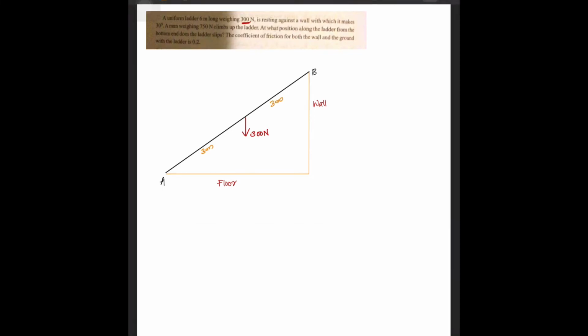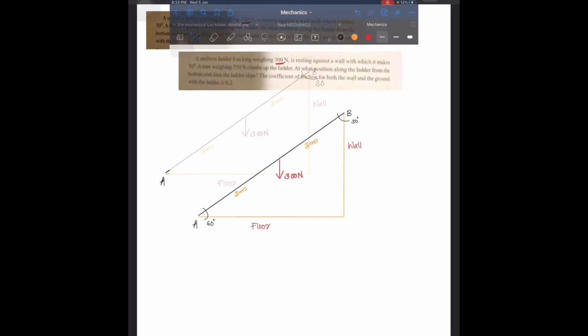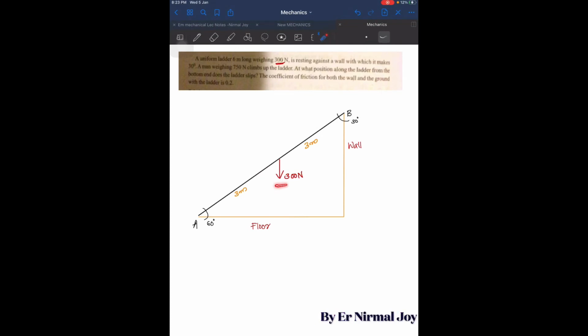Now, a very important data from the question. They have said that the ladder rests against the wall and it makes 30 degrees. So, the ladder is making 30 degrees with the wall. You should always read the question very carefully and understand what our requirement is. So it's 30 degrees as given in the question. Since this is 30 degrees, this will be 60 degrees, this will be 90 degrees.